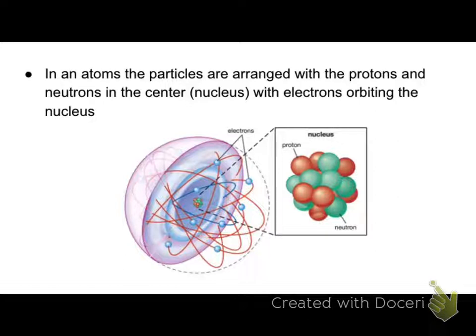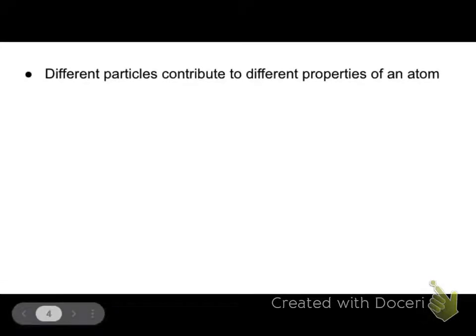So this isn't a perfect picture, but it's a decent diagram for you to see how the electrons, some of them are closer to the nucleus than others, and they're also spinning around out there in space, moving every which direction, right? Different particles contribute to different properties of an atom.